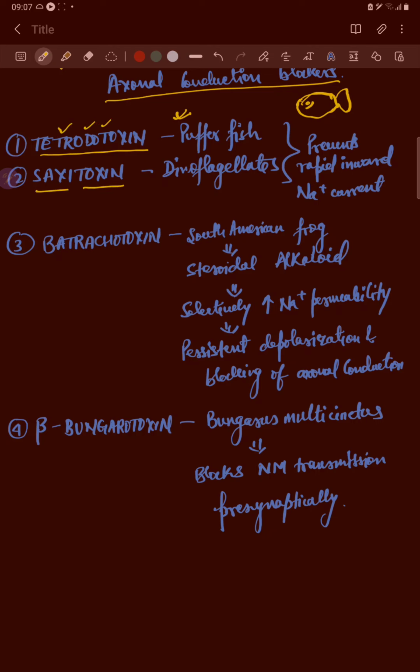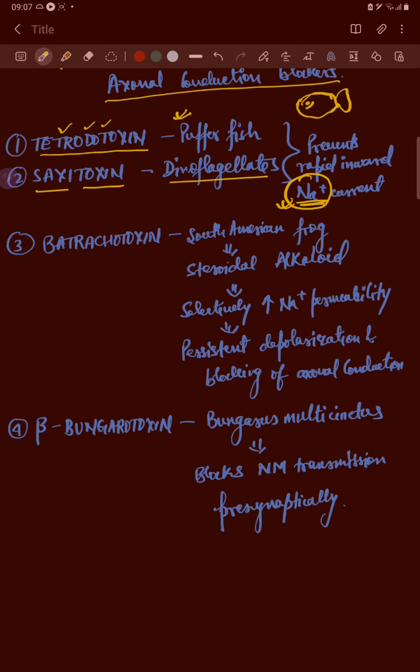Then saxitoxin is from the dinoflagellates. What it does is it prevents the rapid inward sodium current, leading to blockade of propagated action potential in the nerve and the muscle. So mainly it works on the sodium current, and it blocks it.